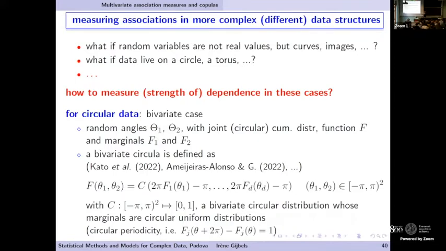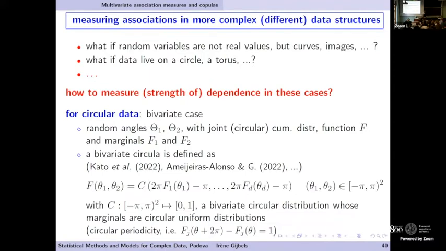For example, suppose that the random variables are not real valued, but live on another space. They live on a torus. The observations are curves, maybe images. What should we do then? Just taking the very simple case of circular data, which is data living on a circle, the bivariate case. You have two wind directions, θ1 and θ2: the wind direction, let's say, at 4 o'clock in the morning, and the wind direction at 6 o'clock in the morning. These are the two random angles. And you want to somehow express dependence between them, or a dependence structure.